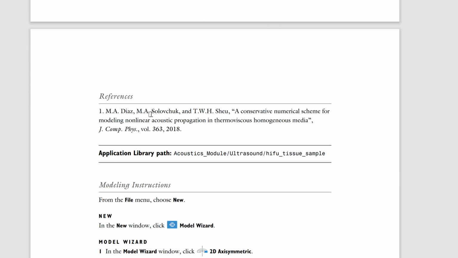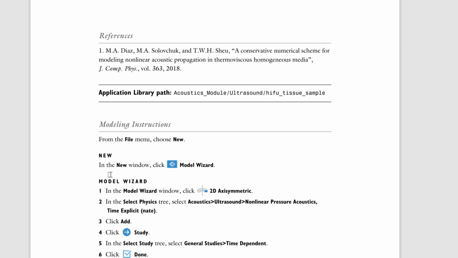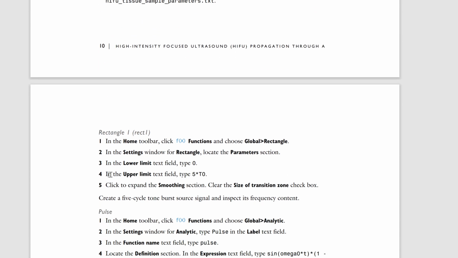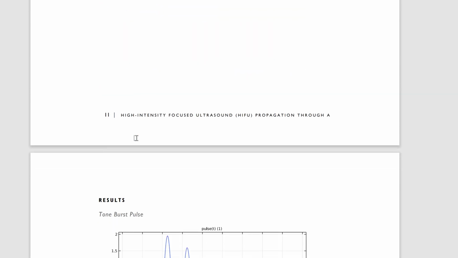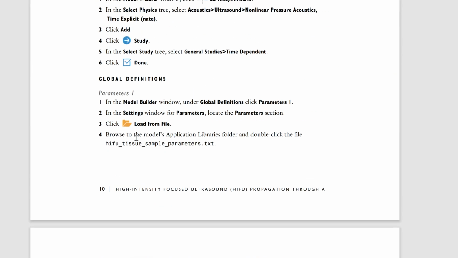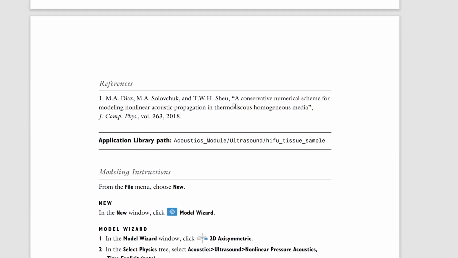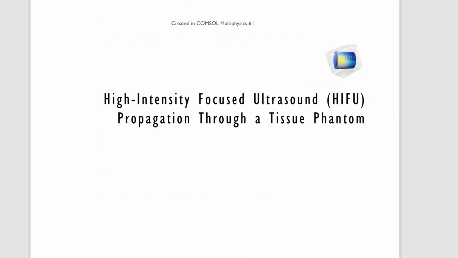Okay, let's see our references. We'll just do this first. Model wizard, parameters, rectangle 1. Reference 1. Reference, oh, right here. Okay. A conservation numerical scheme for modeling nonlinear acoustic propagations in thermoviscous homogeneous media. Conservation numerical scheme. Okay. We'd have to look at that.